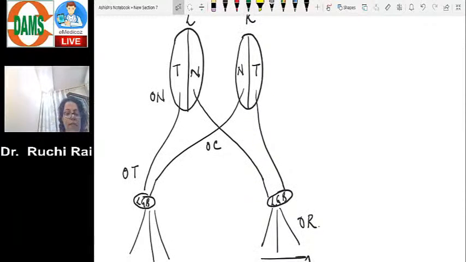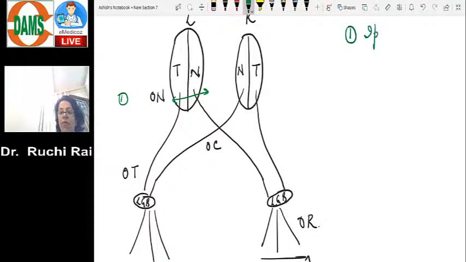So left side, if I say left-sided optic nerve is gone, this is lesion number 1. If left-sided whole optic nerve is gone, common sense, this lesion number 1 is going to cause, whole optic nerve gone means ipsilateral blindness. So it is ipsilateral blindness.